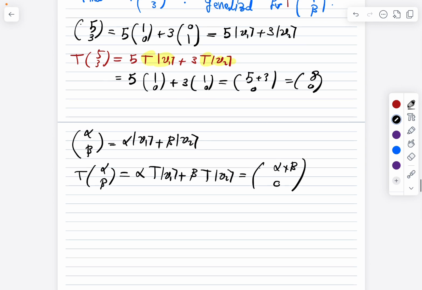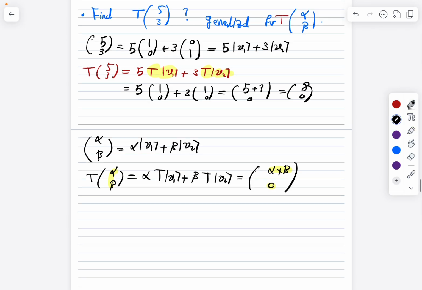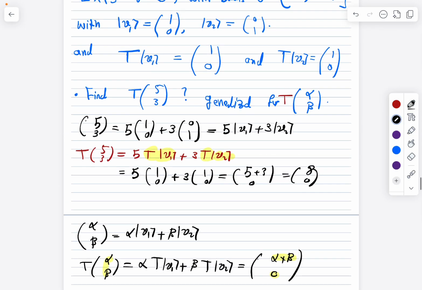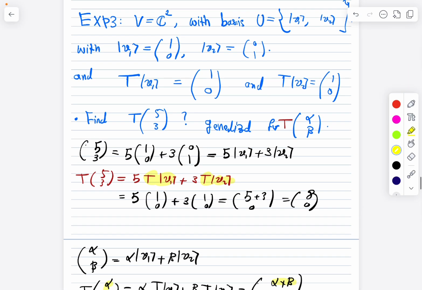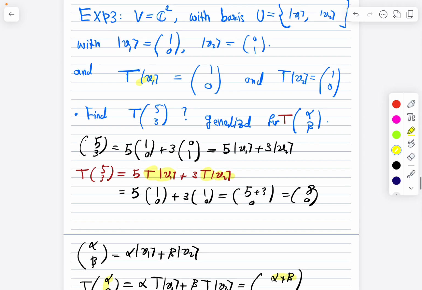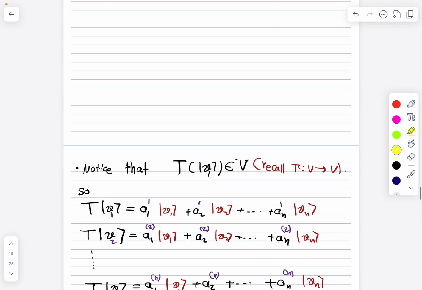So basically, what's the role of this operator? If we apply any vector to it, it will sum the components and put it in the first component, and it will give us 0 in the second component. So this is the role of it. Notice that we found the role of this operator by just knowing how it acts on the basis, which is v1, v2. This is a very important and crucial fact of the linear transformation, or of the linear operator.